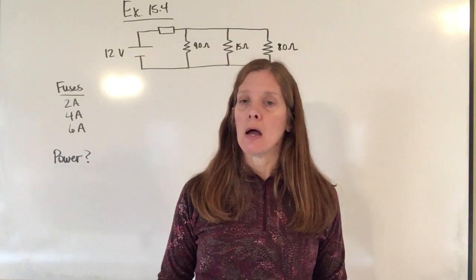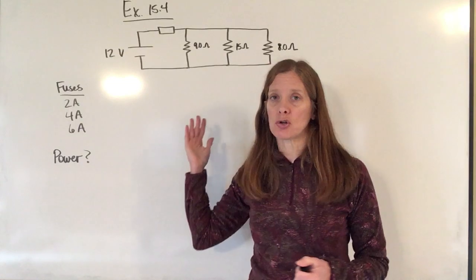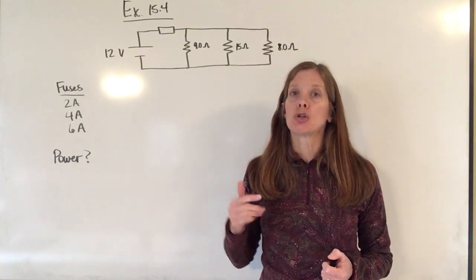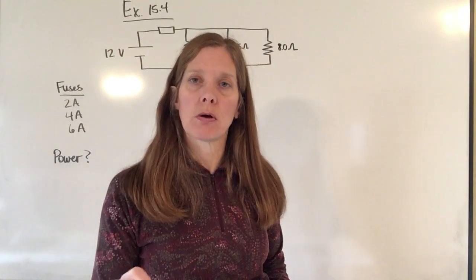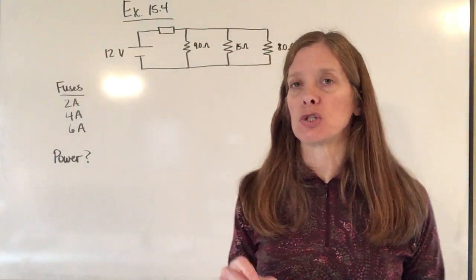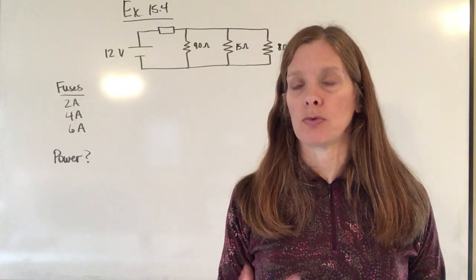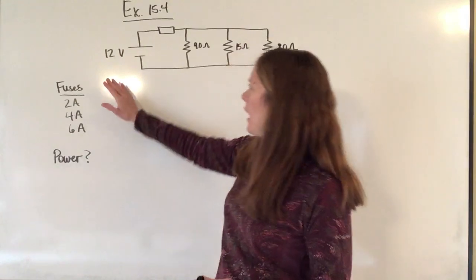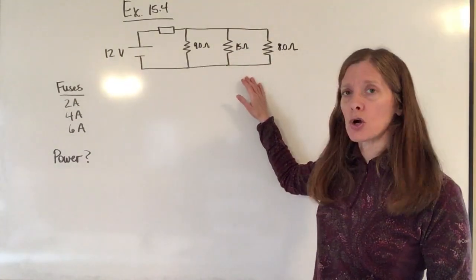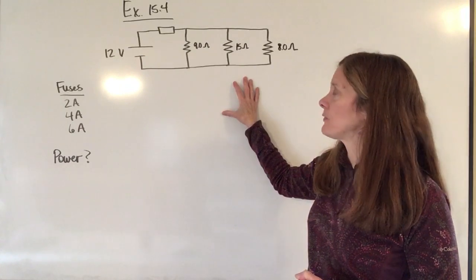So what you have to decide then is when you have a specific circuit, how much current should be running through it, and then what size of circuit breaker or what size of fuse you are going to put in there to make sure that you don't have too much current running through, which is going to be a fire hazard. So this is the circuit that they have drawn in example 15.4.